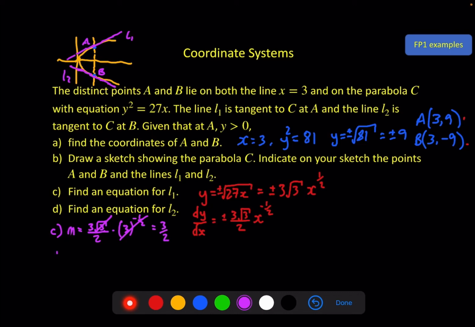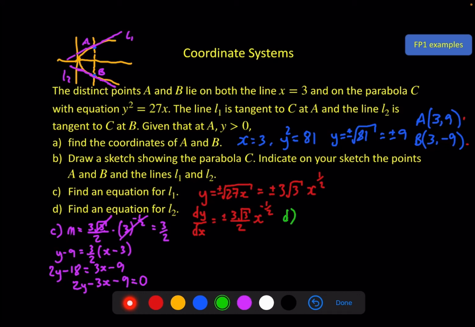Then I put it in my straight line equation. y minus y1, which is 9, is equal to 3 over 2 times x minus x1, which is 3. And they haven't told me a specific form to put this in, so I will stick with what we had in the previous example. So 2y minus 18 is equal to 3x minus 9, which gives us a final answer of 2y minus 3x minus 9 equals 0 for the equation of L1.